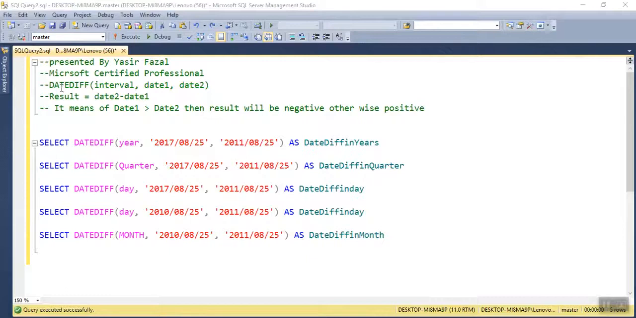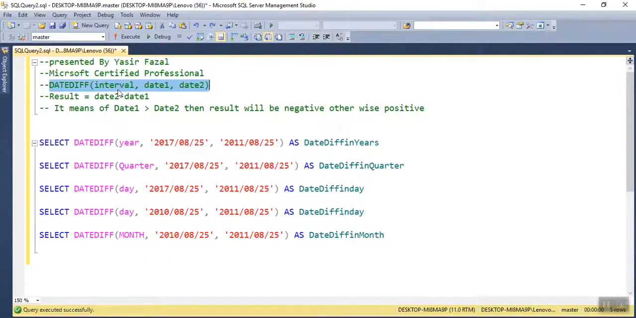Today I am going to discuss the DateDiff function, which is provided by Microsoft SQL Server. So let's start. So here is the function on my screen, which is the DateDiff function, and it takes three parameters.